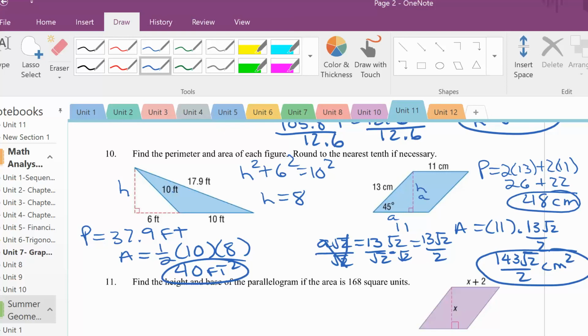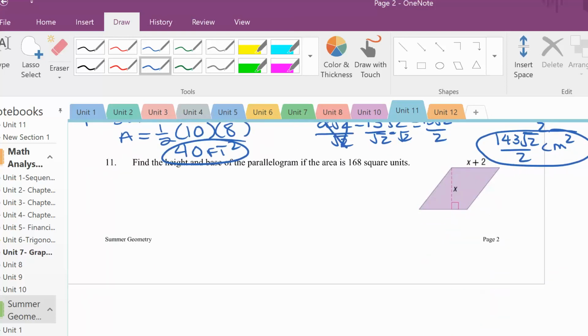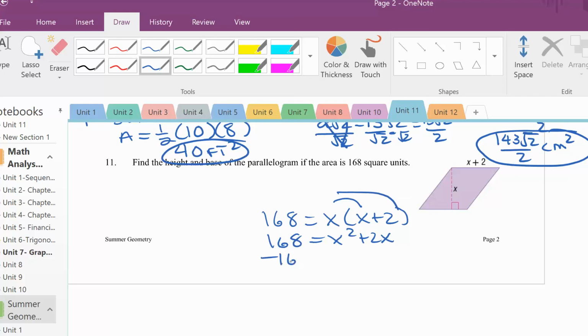And last but not least, number 11. So it says find the height and base of the parallelogram if the area is 168 square inches. So notice 168 equals x times x plus 2, because that's the base and the height. So 168 equals x squared plus 2x when you distribute. You have to subtract 168 because it's a quadratic, so you're going to factor.